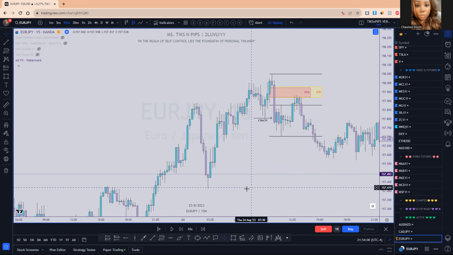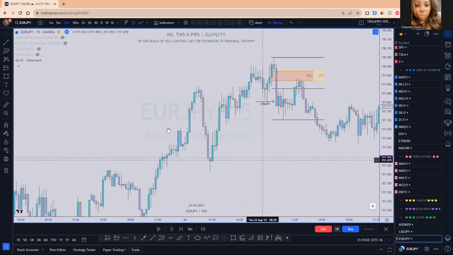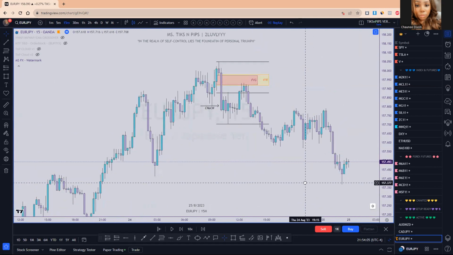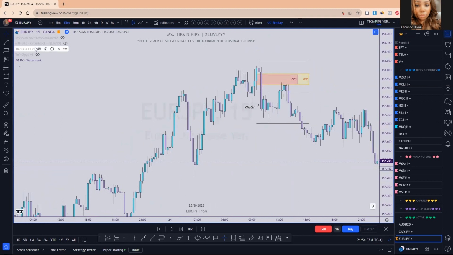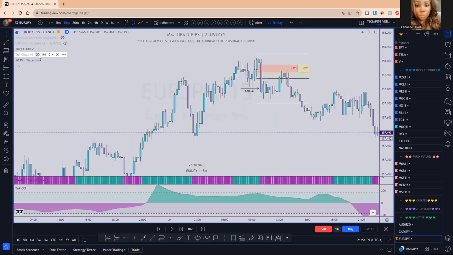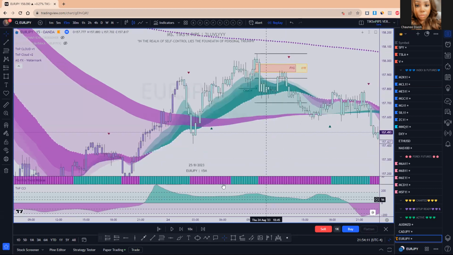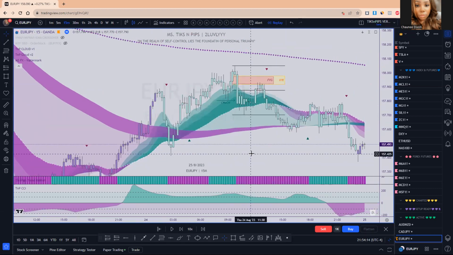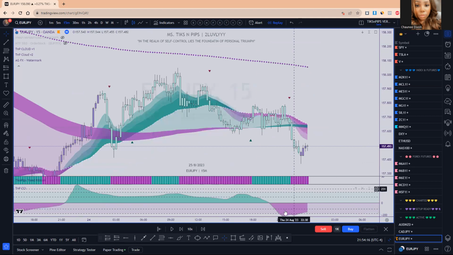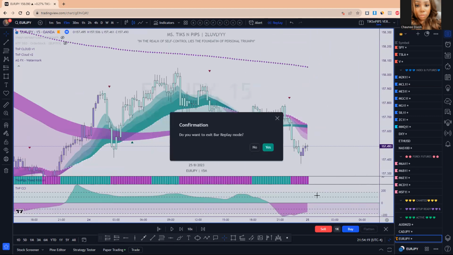Oh, I did say I was going to show how I utilize this on ticks and pips if you do have the indicator system. So I'm going to turn that on. Okay, we take off replay.